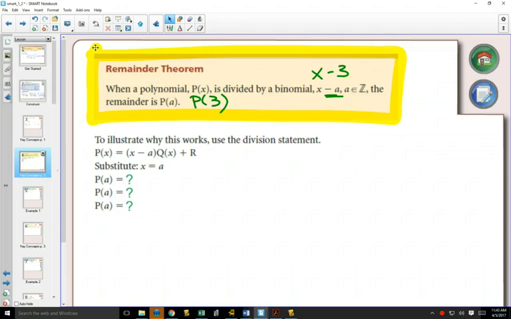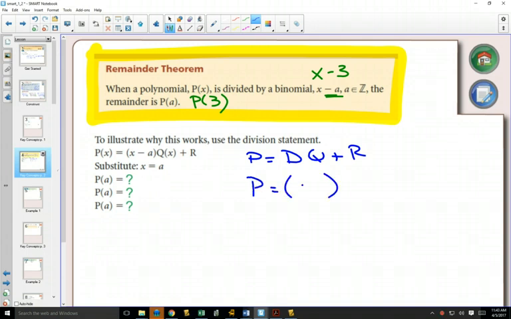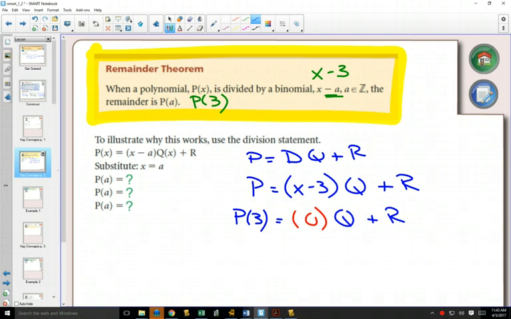And the reason that happens is straight out of your division statement. Your division statement, which is your polynomial equals dq plus r. And I'll do it with our example, if you were dividing by x minus 3, what happens when you plug in 3 for x? Can you see that this would become 0? And when you plug in 3 for x, anything times 0 is still going to be 0, so this is going to disappear, and you're just going to get your remainder that's left.